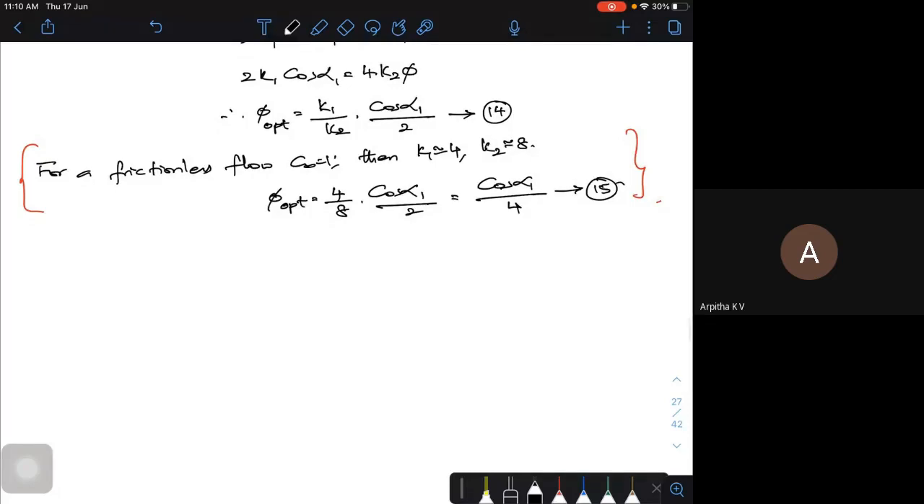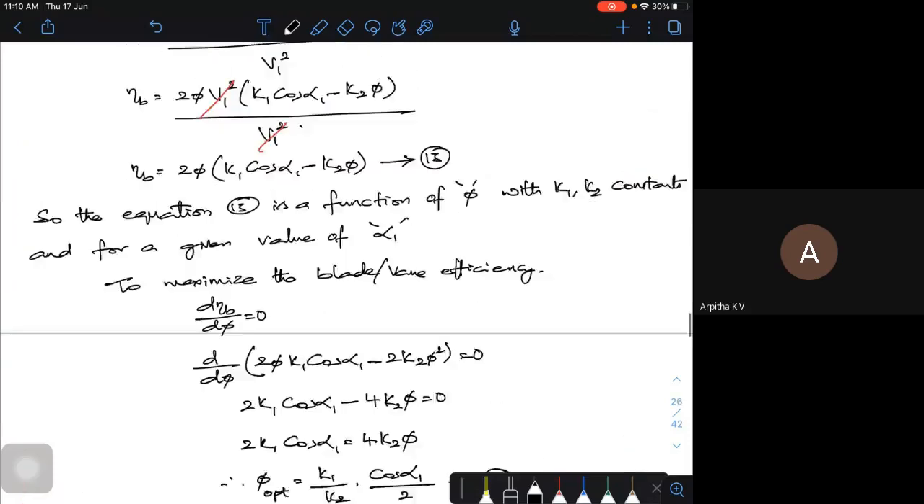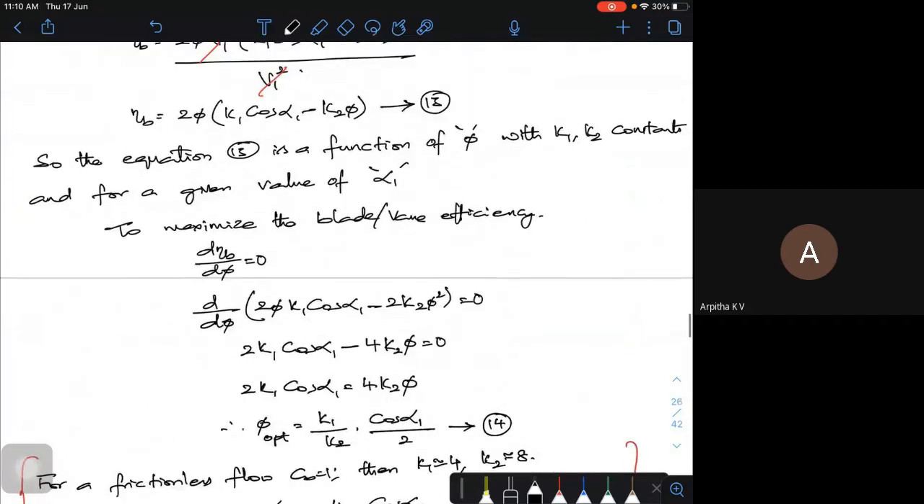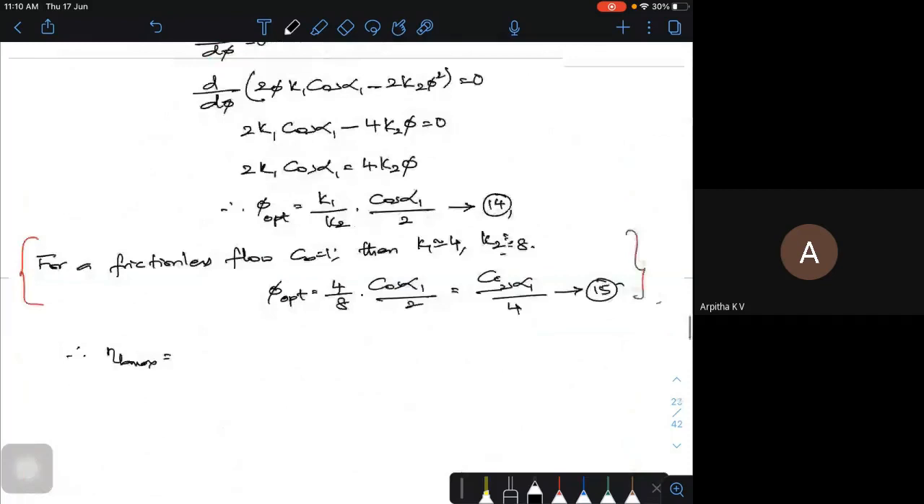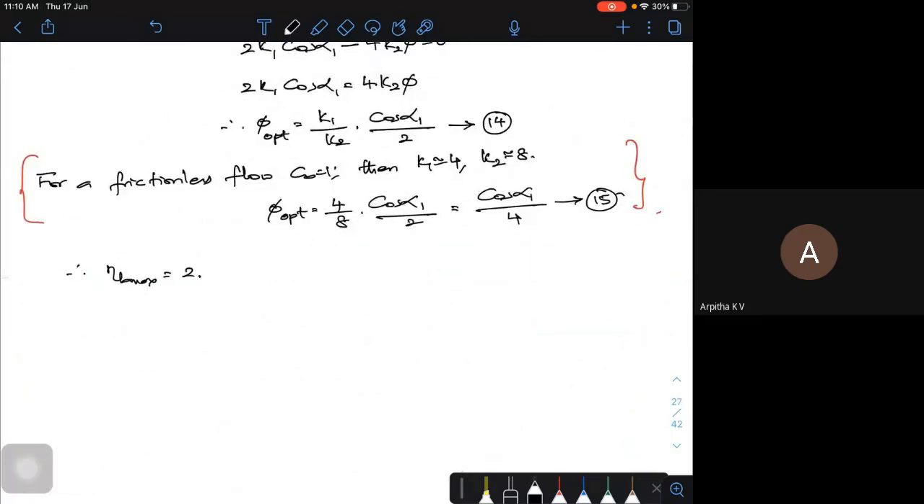For a general case, what will happen? Your maximum blade efficiency will be equal to, let me substitute that. What is the value of your phi? Phi is equal to, wherever you have this particular thing, I will substitute that. It is 2 into K1 by K2 into cos alpha 1 by 2. Okay, then this is K1 cos alpha 1 minus K2 into K1 by K2 into cos alpha 1 by 2.